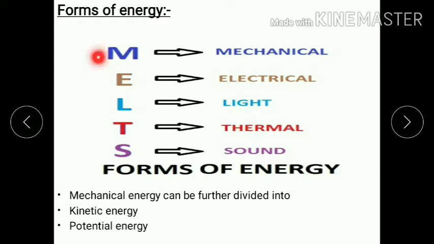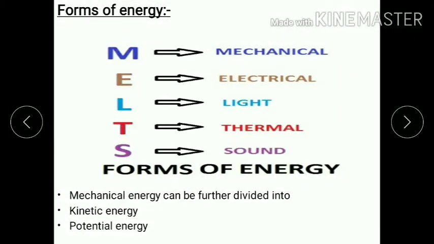M means mechanical energy, A means electrical energy, L means light energy, T means thermal energy, S means sound energy. Okay, mechanical energy, electrical energy, light energy, thermal energy, and sound energy. These are the types of energy. Now, forms of energy: these are the forms of energy, and this is a type of energy.